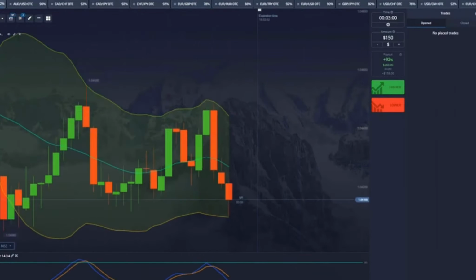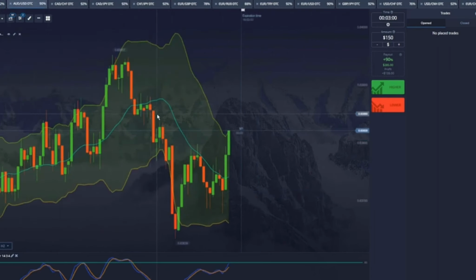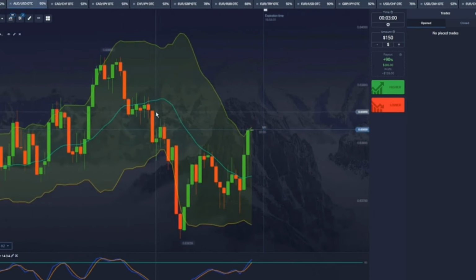I'm ending the tutorial here because the last two trades were not good, and I will recommend you start with this strategy on your demo account and practice first before using it on your live account.